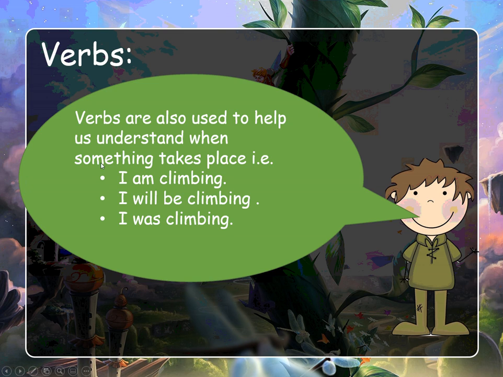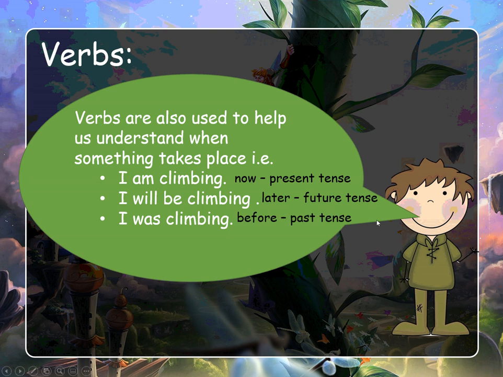So here are some examples. Verbs are also used to help us understand when something takes place, i.e. I am climbing, which is happening at the moment, but over quite a bit of time. I will be climbing happens in the future, but again, you're going to be doing it for quite a while. And the last one, I was climbing, happened in the past. So it's the past tense. And do you see the way that the ing means you're not just doing I climbed, but I was climbing a tree for half an hour.